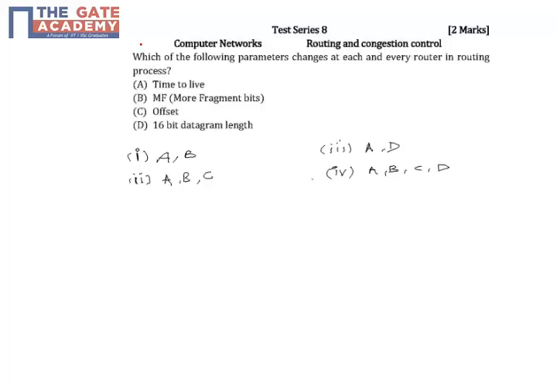Hello friends, this is a 2-mark question on computer networks on the topic of routing and congestion control. The question reads as follows: which of the following parameters changes at each and every router in the routing process? And here we are given 4 parameters of the IPv4 header.